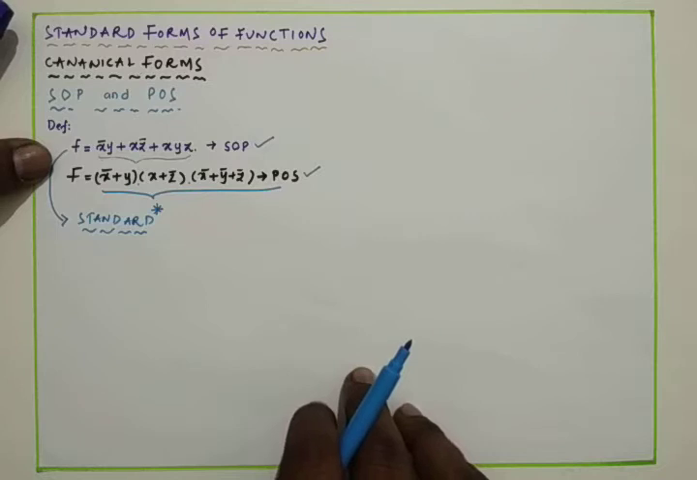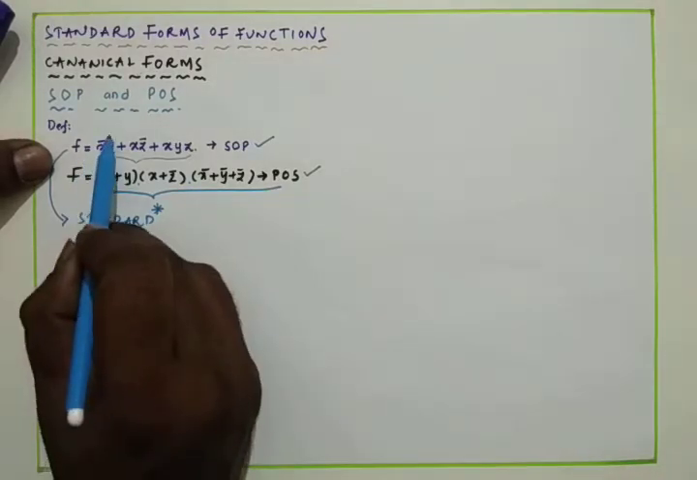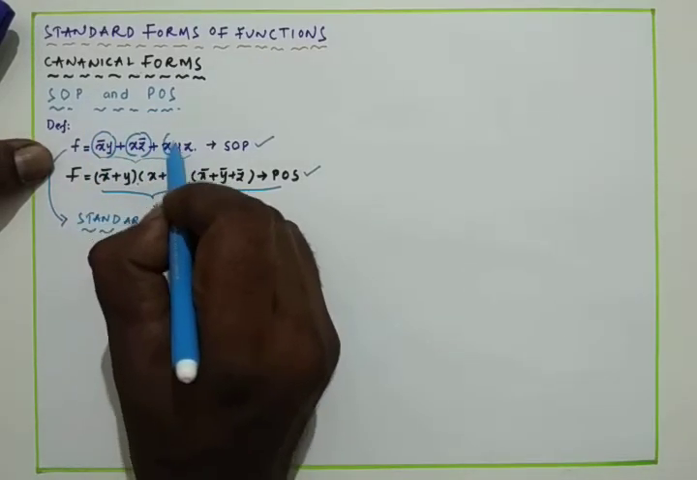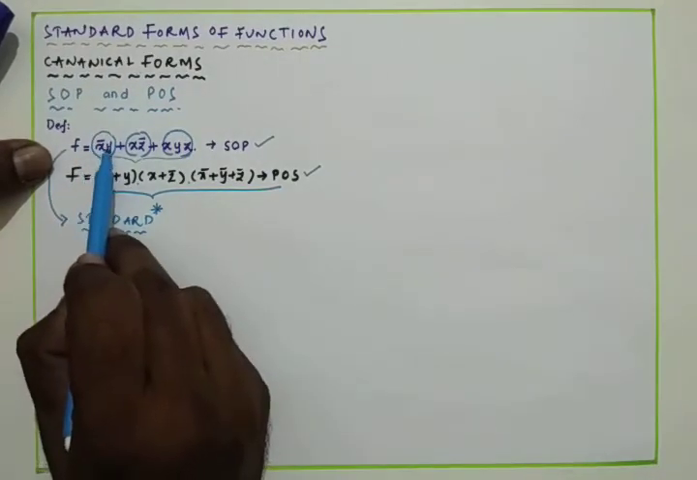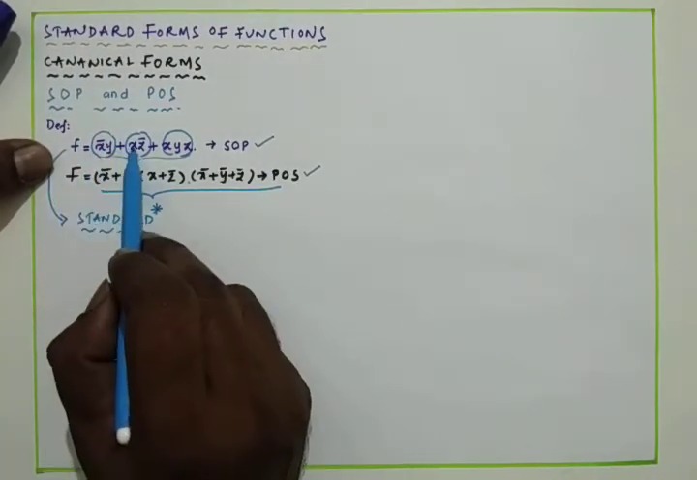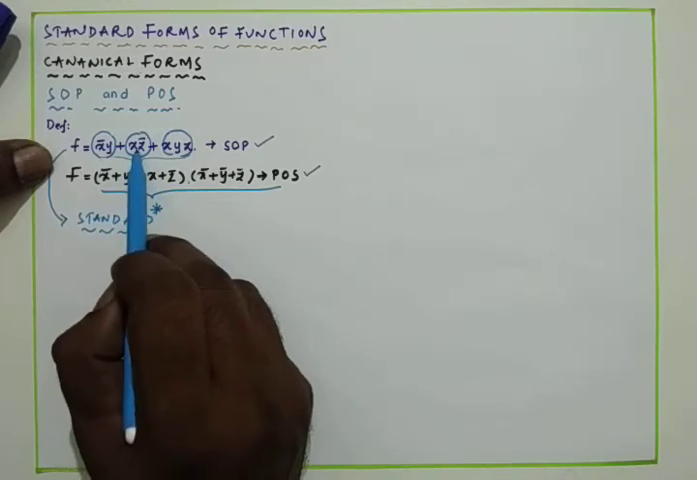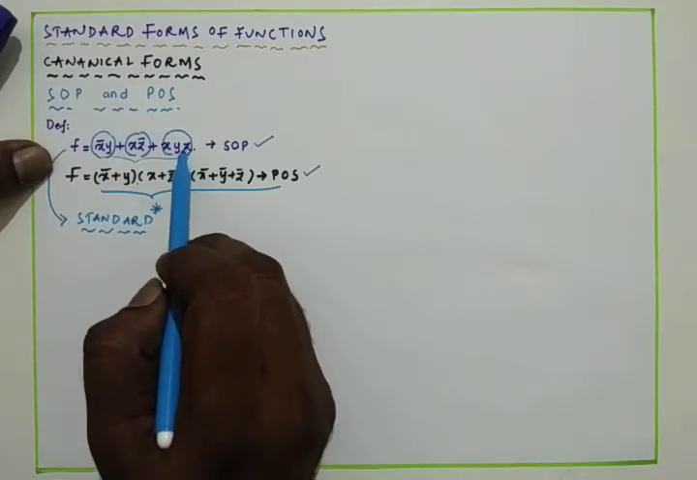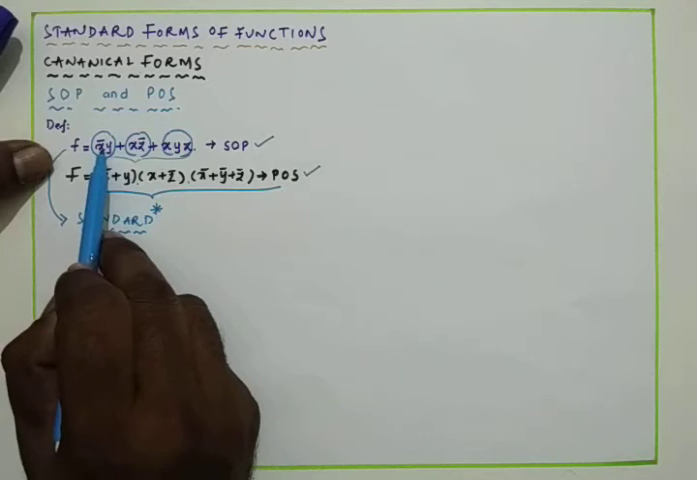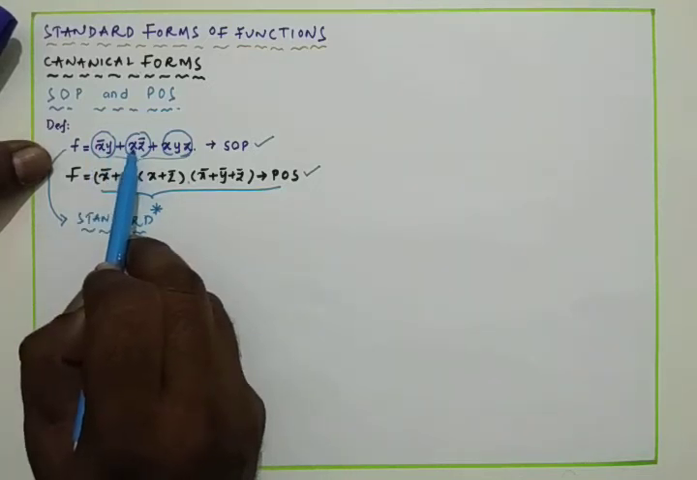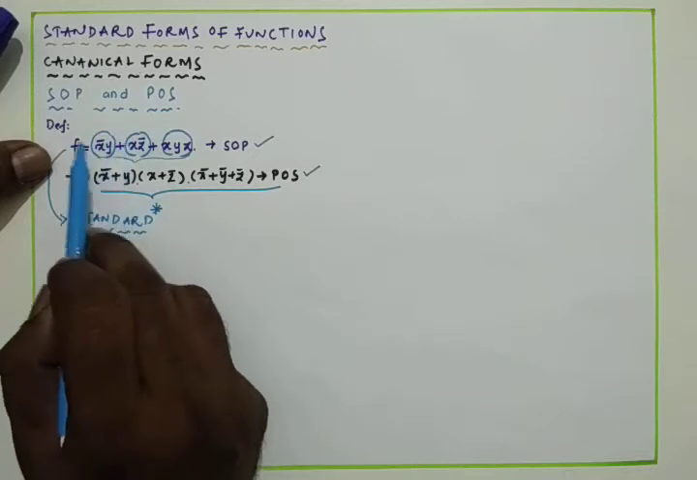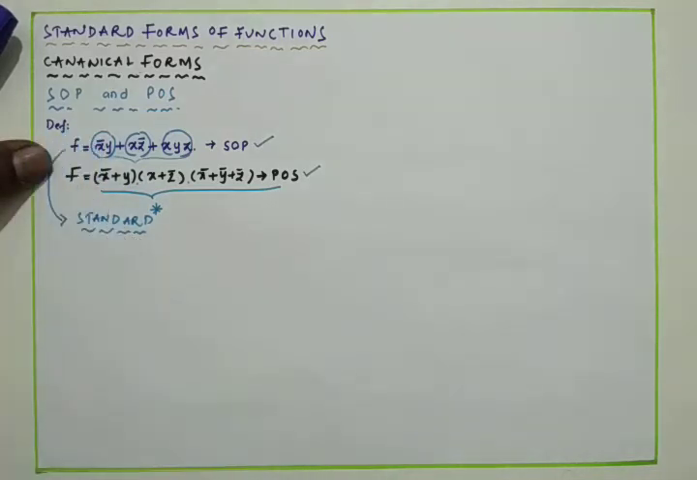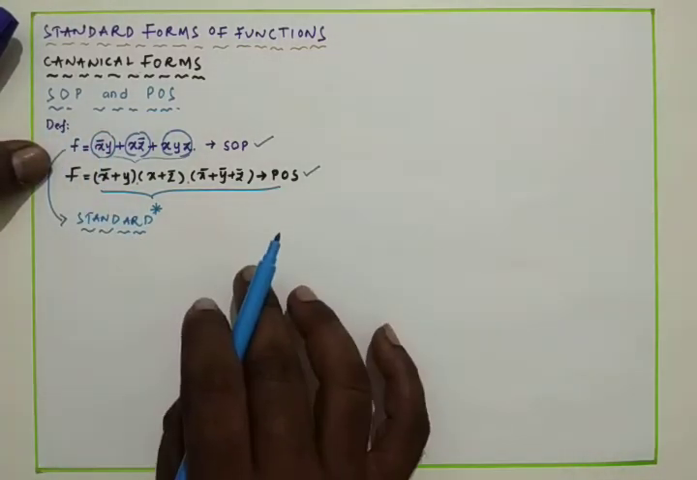In standard form, each term is a min term, and each term requires to have all the literals. See this one? Here X bar Y is there, but Z is missing. Here X into Z bar is there, so Y is missing. Here X, Y, Z is there, so no input is missing. So we have to convert this SOP such that each min term has all the inputs. That we studied in the previous class.